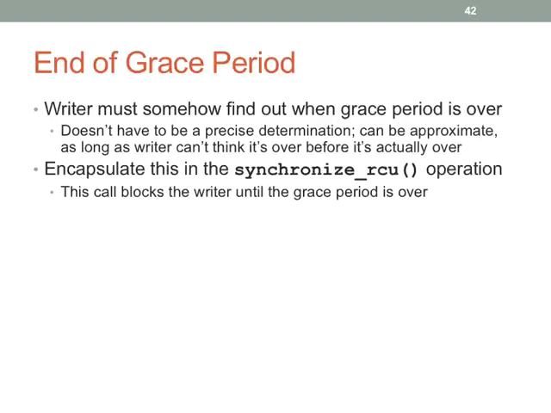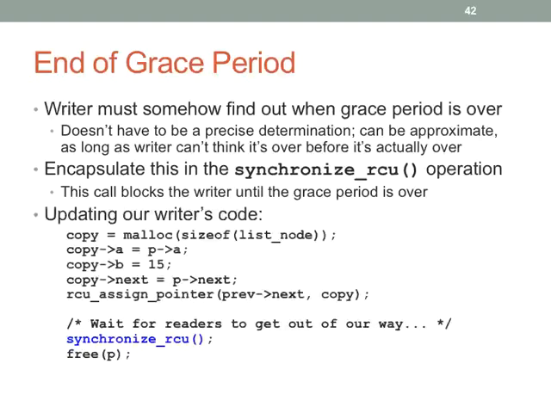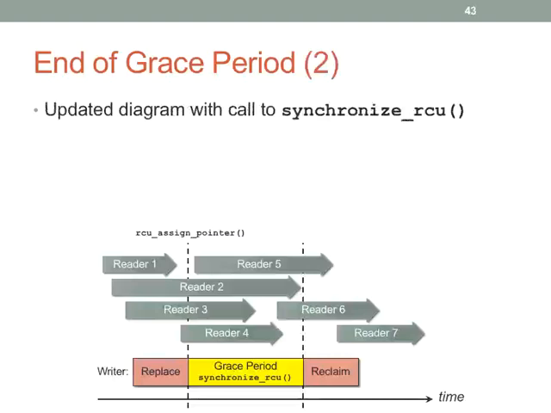It can't be shorter, since the grace period must end, but it can be longer if it wants to. So again, we have this operation, synchronize RCU, which encapsulates this. The writer does something like this: we allocate our thing, we publish the pointer with RCU assign pointer, and then we call synchronize RCU because we need to free stuff. After synchronize RCU returns, meaning it blocks until all the readers are finished, then we free the old thing. So we go ahead and add synchronize RCU to our diagram.